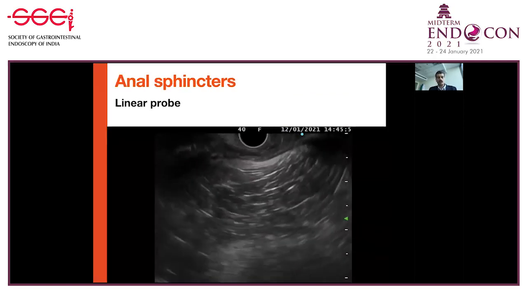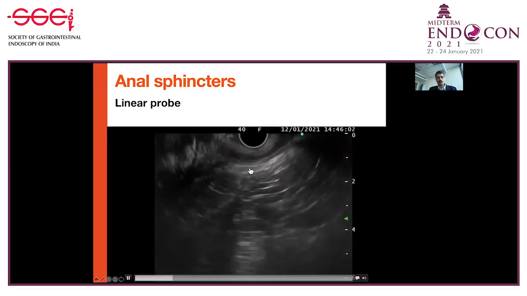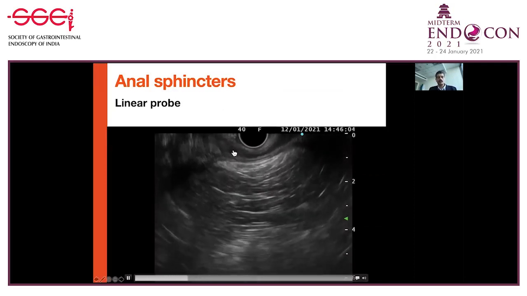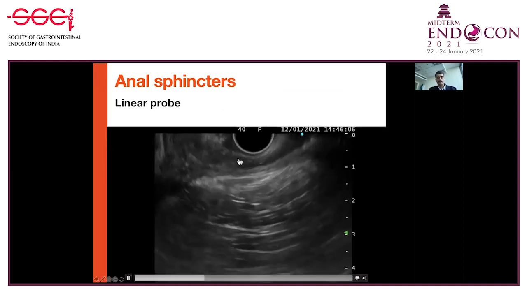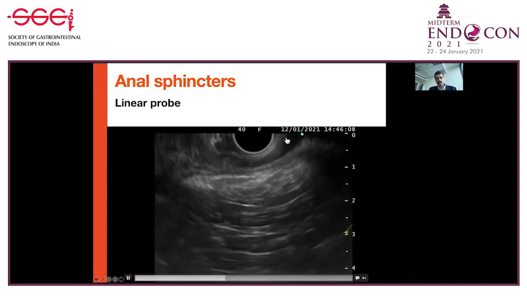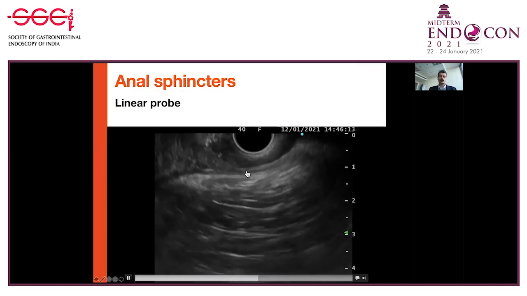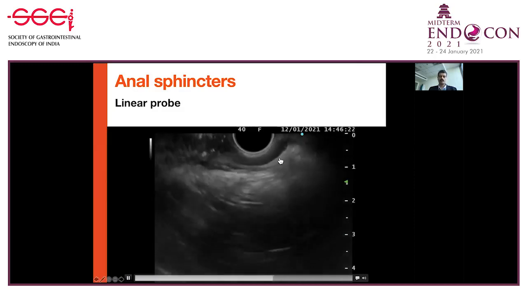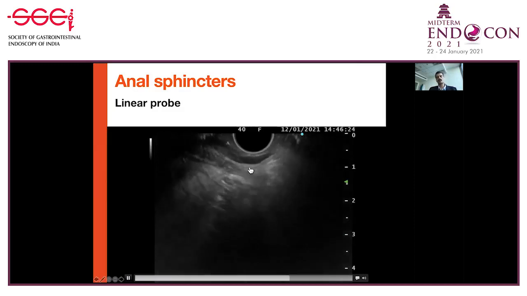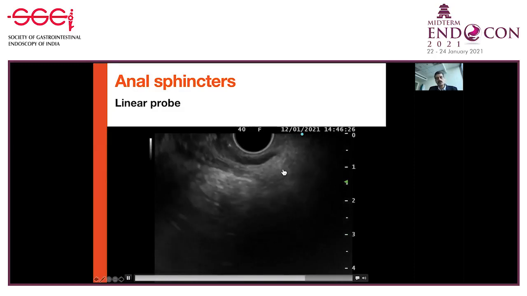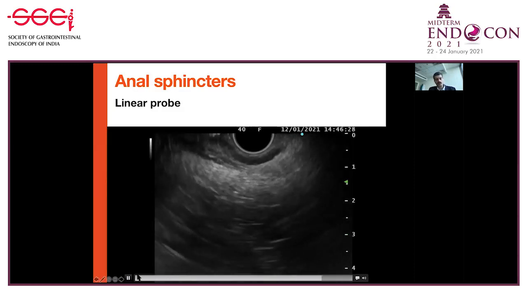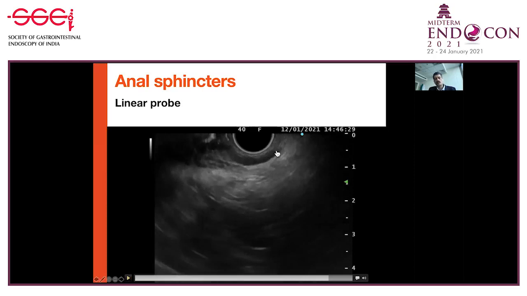So this is just to show you the anal sphincters with a linear probe. This is the puborectalis. Here is the inner circular muscle, which expands to form the internal anal sphincter, outer longitudinal muscle, which extends as the median conjoint ligament. This is the external sphincter. And if I can pause this, see that the internal sphincter ends before the external sphincter. So this is the external sphincter.